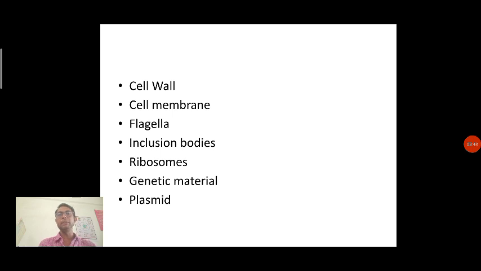Inclusion body is nothing but the stored material, or stored food material, in a cell. Now ribosomes, then genetic material and plasmid, these are the most important organelles, or we can say the most important structures present in a bacterial cell. Plasmid particularly is the most important, and it is only present in a bacterial cell. That is the extra genetic material present in a bacterial cell. Not all bacterial cells show the presence of plasmid, whereas some of the bacteria do.